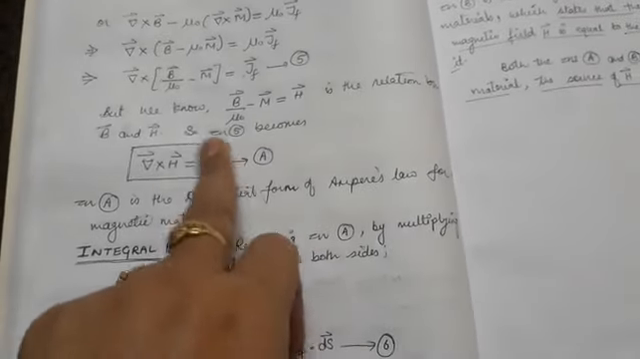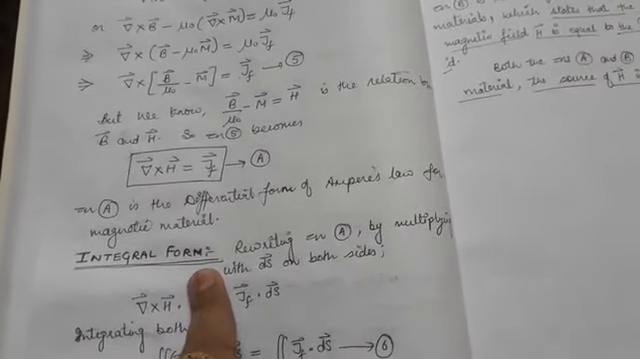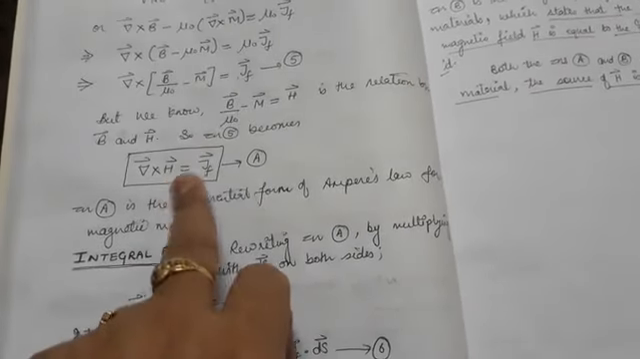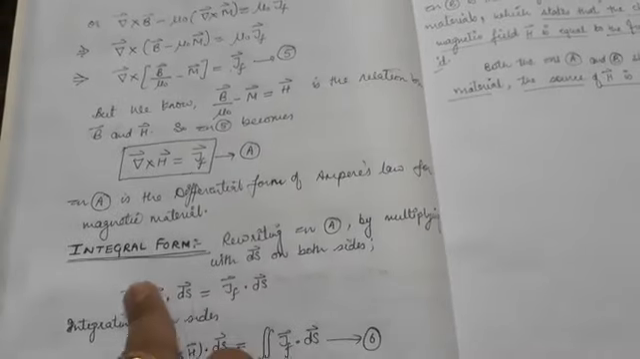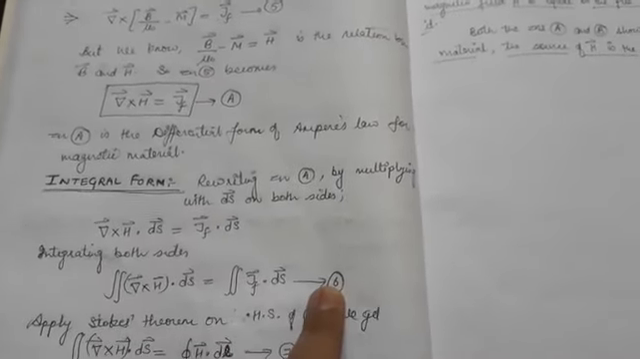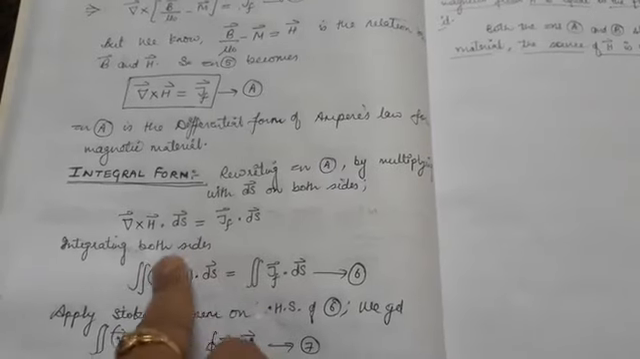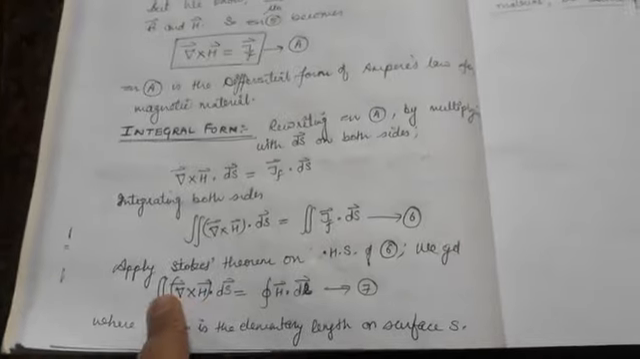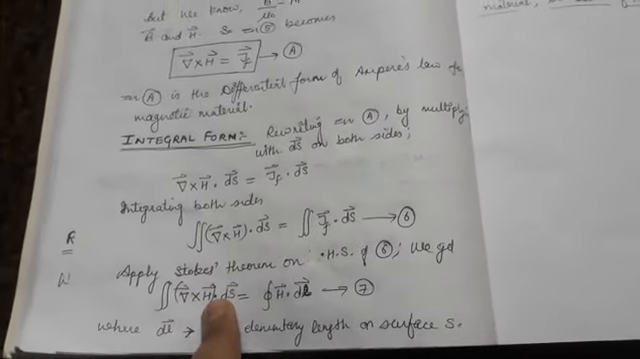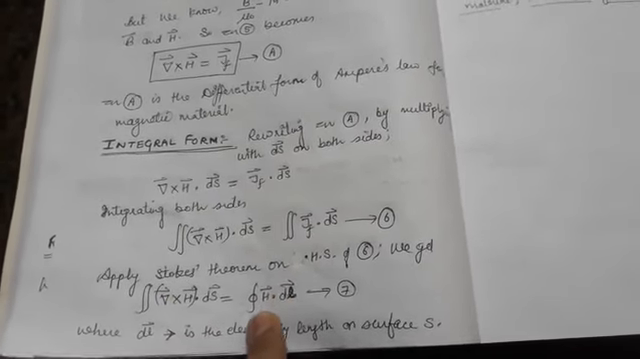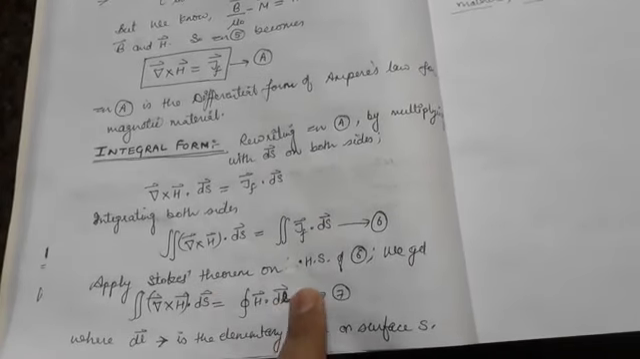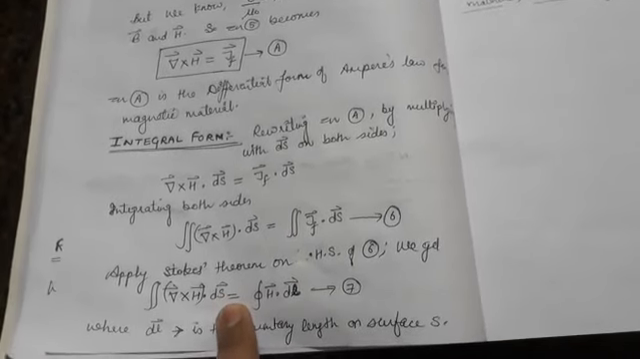Now I can derive this equation in the integral form also. How can I define it? Multiply both sides with ds. Take the dot product of ds vector with both sides. Then integrating on both sides, I'll get this. On the left hand side, what you have to do is apply the Stokes theorem. The Stokes theorem says the surface integration of the curl of a vector field is equal to the closed line integration of the vector field over the closed boundary. Now what is dl vector here? It is the elementary length on that surface S, whose elementary part is ds.